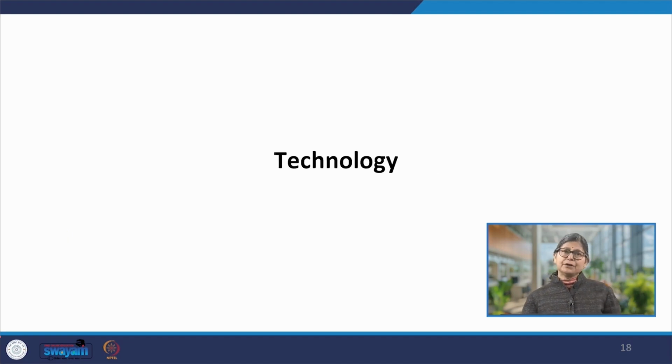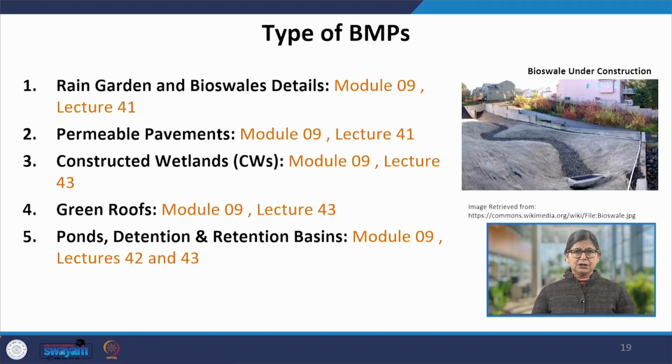Now we will come to the technology side. Types of BMPs: we have actually discussed many such practices when we discussed the nature-based solutions. So for rain garden and bioswale details, we can go back and look at lecture 41 in module 9. Permeable pavement, the same module. Constructed wetlands, we have discussed separately in module 9 only, lecture 43.